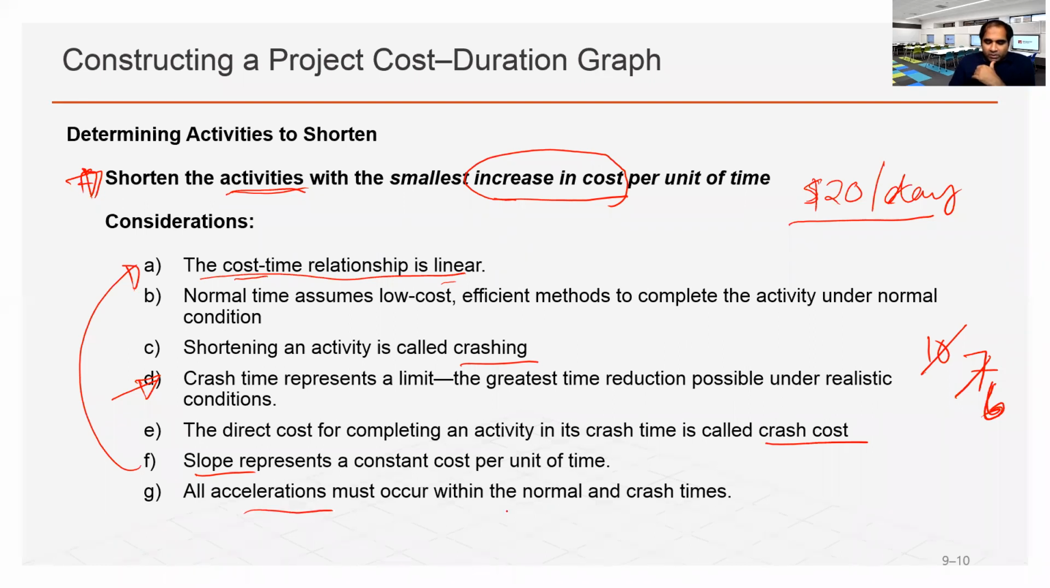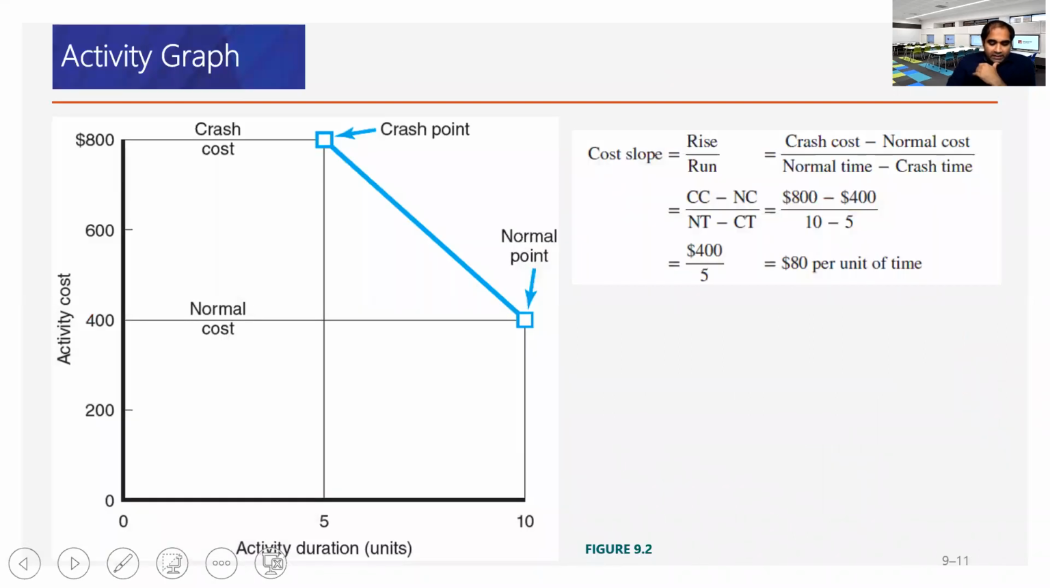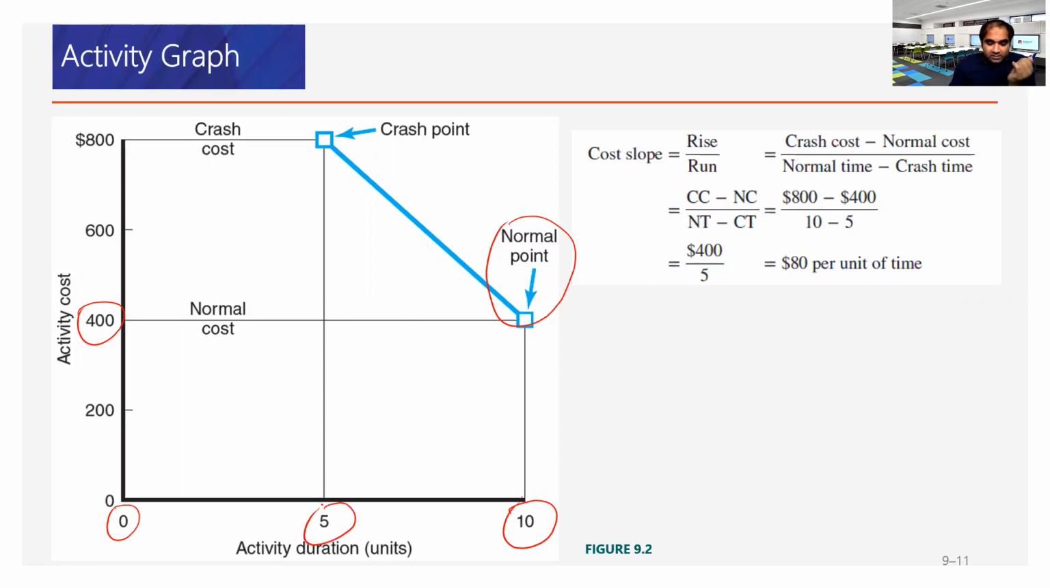So we have a limit from normal duration and crash duration. In the activity graph, for the duration of any activity, starting from 0 days to 10 days. If we keep the normal days, this is the normal point, with an activity cost of 400. If we reduce it to 5 days, this is the crash point. We can still do it in 5 days with an additional cost of 400, so the total activity cost will be $800.